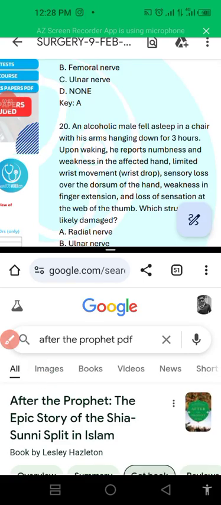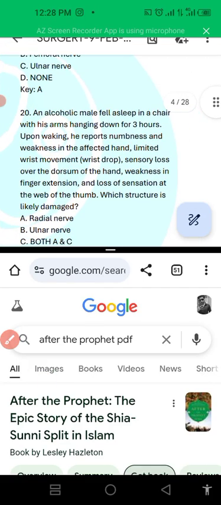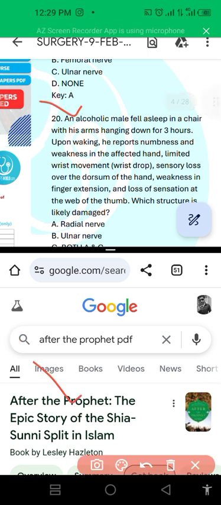So now we are going to look at another question. An alcoholic male patient fell asleep with his arm hanging downward over the chair's arm for 3 hours. Upon waking, he has numbness and weakness in the affected hand and limited wrist movement. That means there is a wrist drop, sensory loss over the dorsum of the hand, weakness of finger extension, and loss of sensation over the web of the thumb. Which structure is likely damaged?